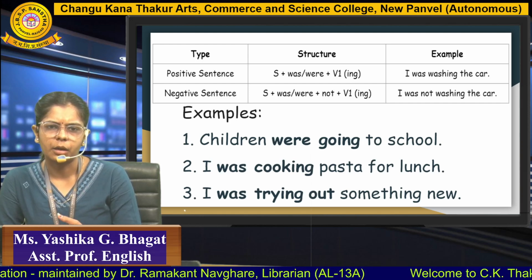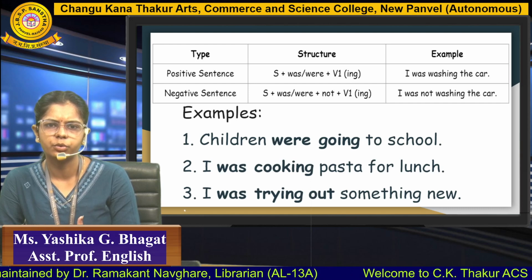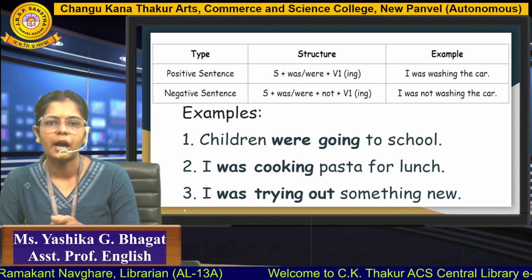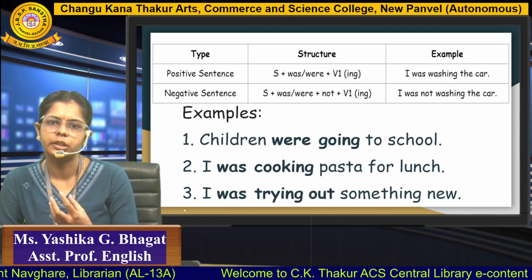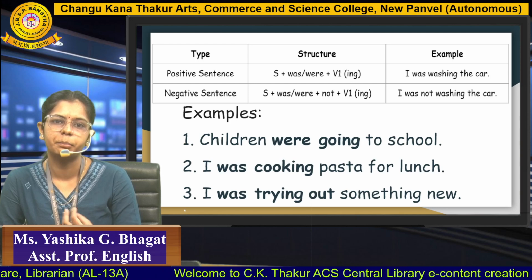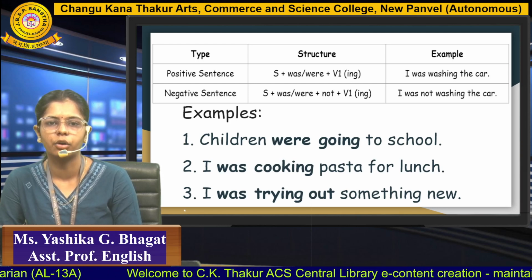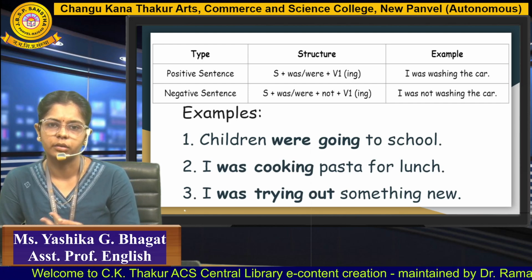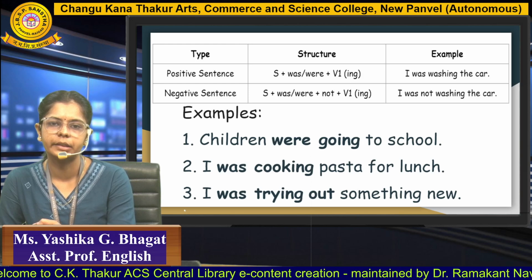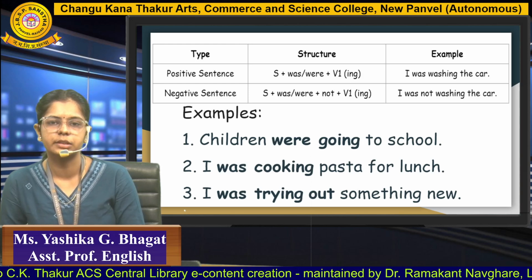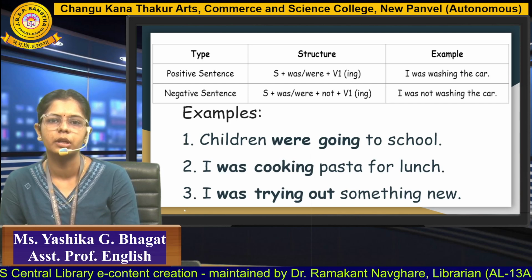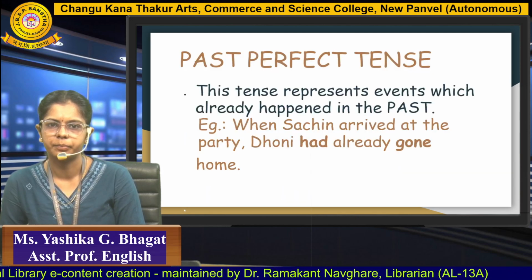In all the three examples, you can see that we have used going, cooking, and trying. All the three verbs are in the ing form. Also, these sentences have taken place in the past, therefore, the category of past continuous tense. These actions are still going on. The action has not completed yet. Therefore, we use these kind of examples for past continuous tense.